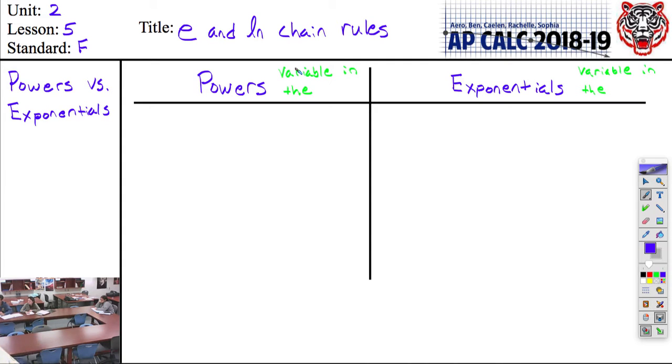This is AP Calculus Lesson 2-5. We're talking about exponential and logarithmic chain rules.